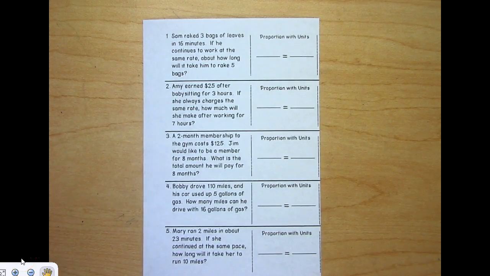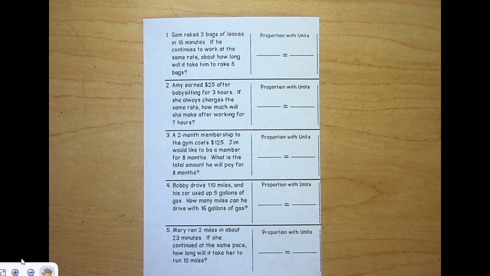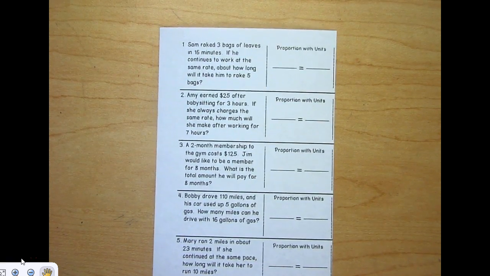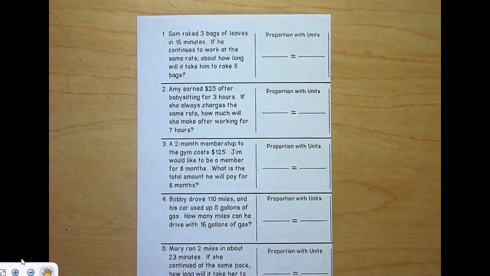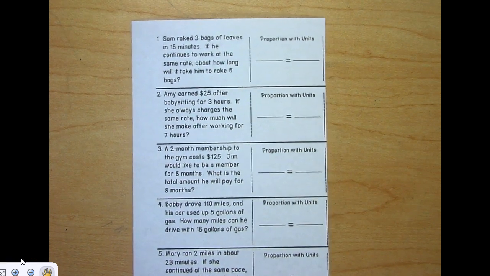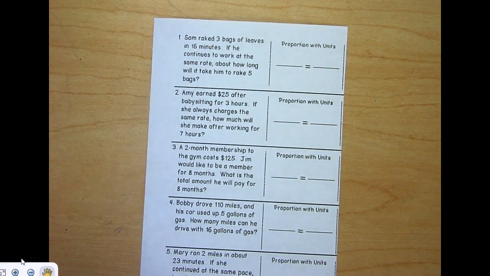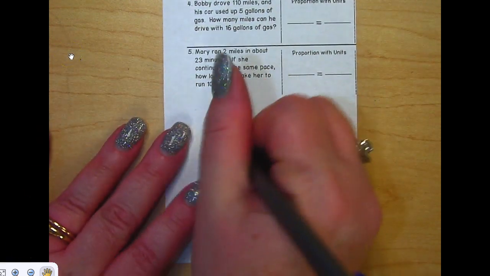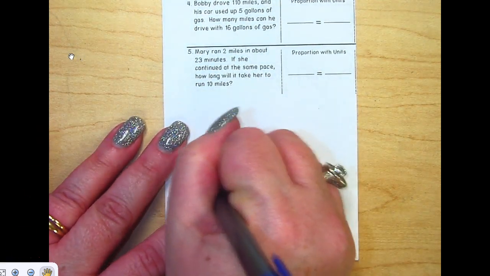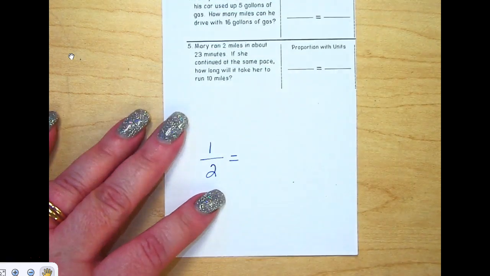Okay, so we're continuing our work on proportions and proportional relationships. What makes two quantities proportional? So what are we talking about when we're talking about proportional? What could you relate it to? So let's say I have 1/2. What would be a proportional amount to 1/2?